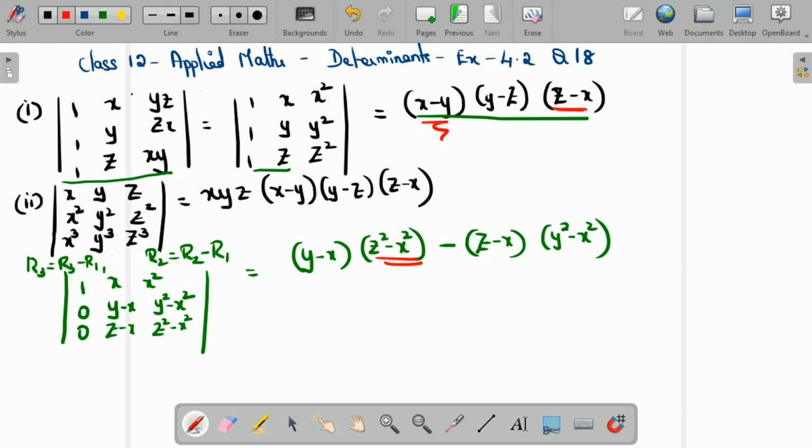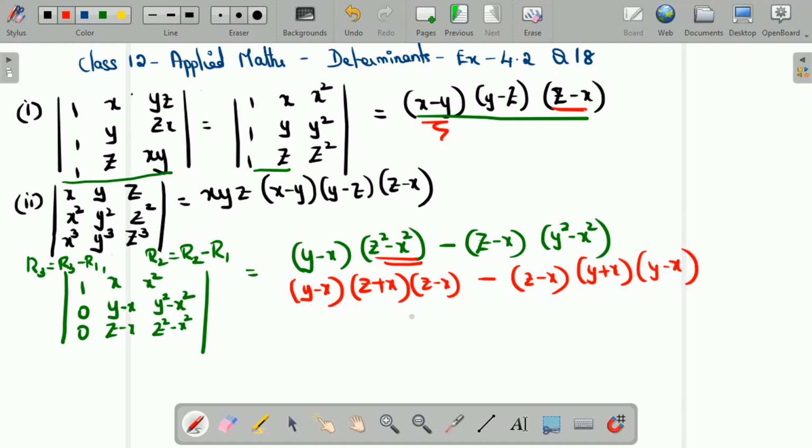Now let's do a simple expansion. This is of the form a squared minus b squared. I can write this as a plus b into a minus b. So this is y minus x, here I am writing z plus x into z minus x, minus of z minus x into y plus x into y minus x.